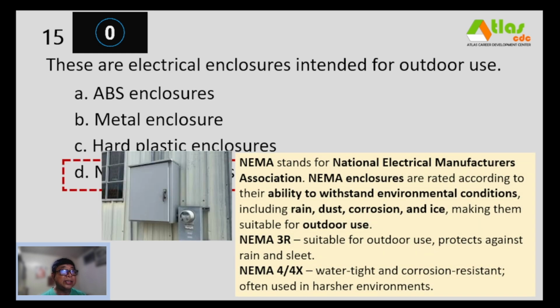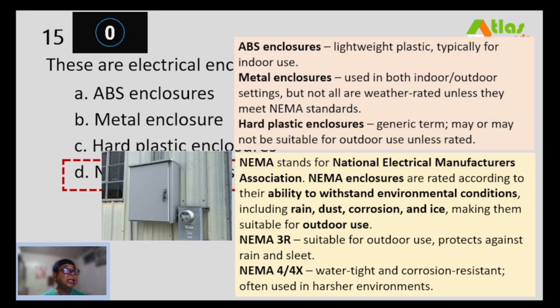NEMA stands for National Electrical Manufacturers Association. NEMA enclosures are rated according to their ability to withstand environmental conditions, including rain, dust, corrosion, and ice, making them suitable for outdoor use. A NEMA 3R is suitable for outdoor use and protects against rain and sleet. NEMA 4X is watertight and corrosion resistant and often used in harsher environments. Now, an ABS enclosure is lightweight plastic and typically for indoor use. Metal enclosures are used in both indoor and outdoor settings, but not all are weather rated unless they meet NEMA standards. Hard plastic enclosure is a generic term, and may or may not be suitable for outdoor use unless rated.